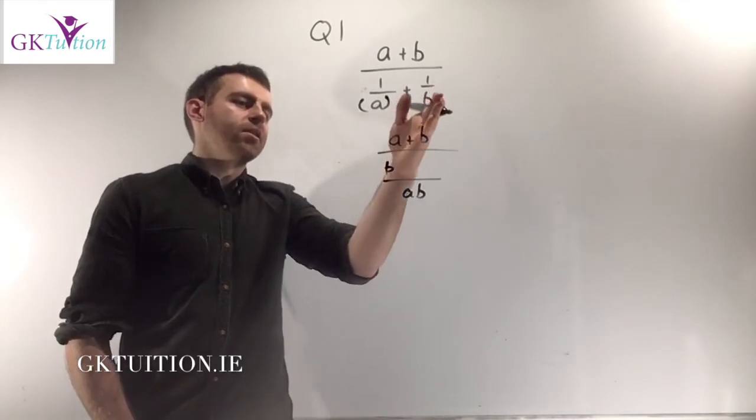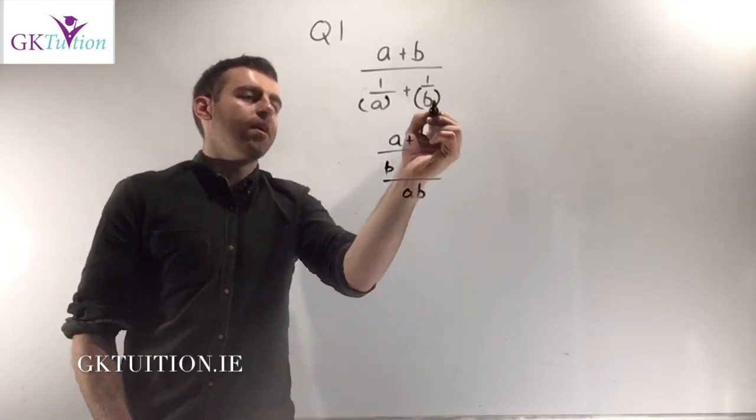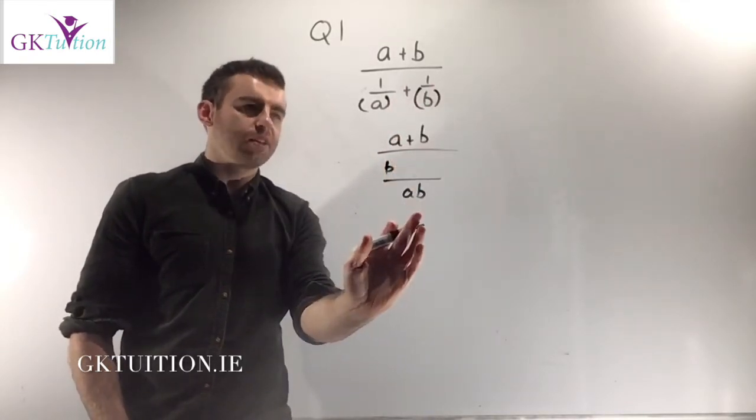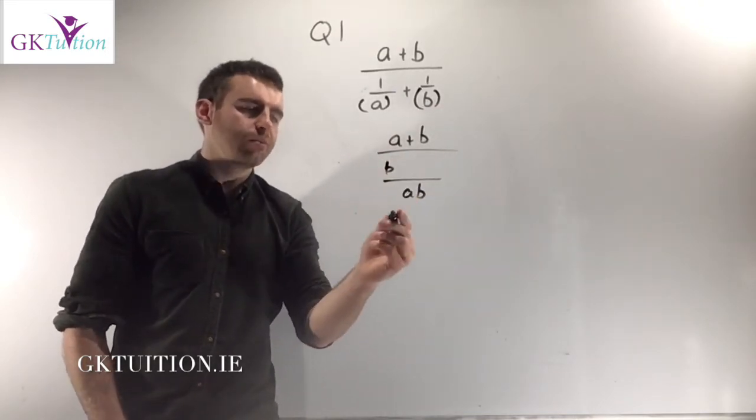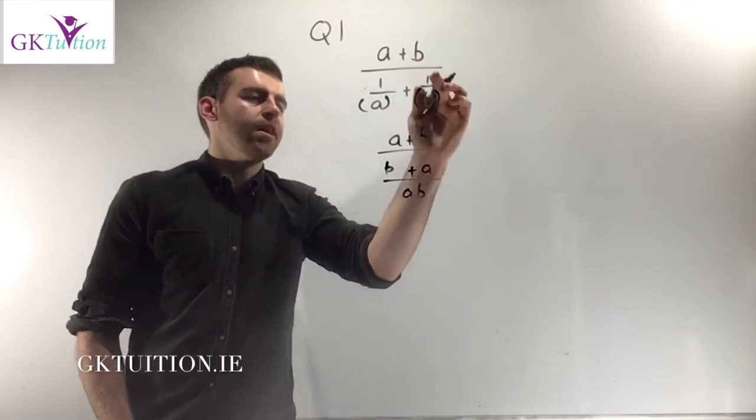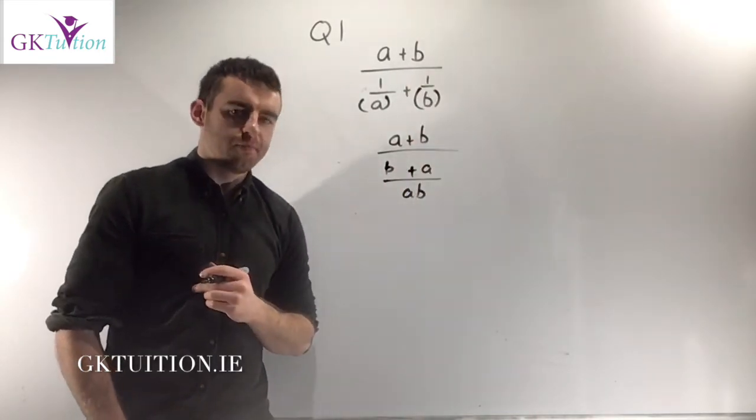And then I do the same thing with this one. I'd ask myself, how many times does b divide into the common denominator? b divides into ab a times. It cancels with itself and I'm just left with a. And then a multiplied by 1 is just a.